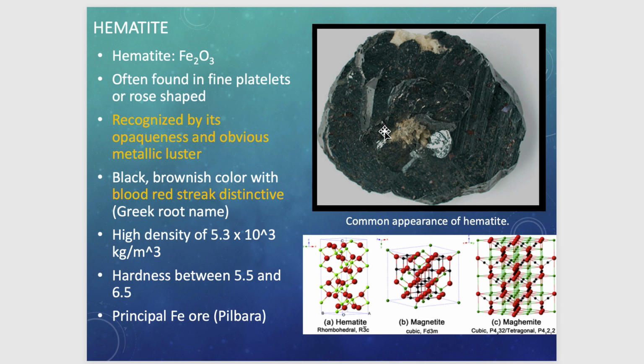Also, you can see this is an opaque mineral. It does have submetallic to metallic luster, and that's diagnostic as well, but you can confuse it with magnetite, which is this cubic variety of iron oxide. But distinctive is the streak. So a blood red streak will be a way of differentiating. So you can recognize the difference by using the streak plate.